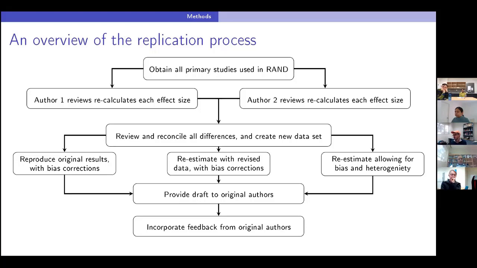So now that we have collated all of that information, reconciled all of that information, we then want to reproduce RAND, all right? And we want to say, would RAND have reached a different conclusion? We want to then use the revised values that we've decided are most appropriate.